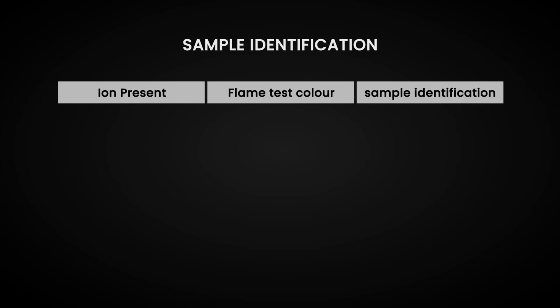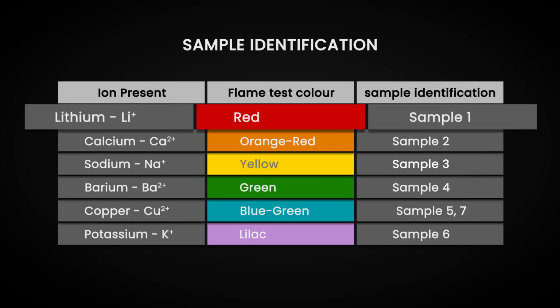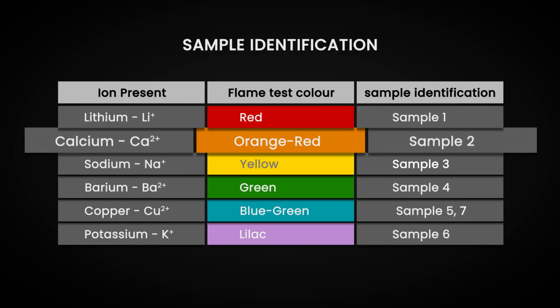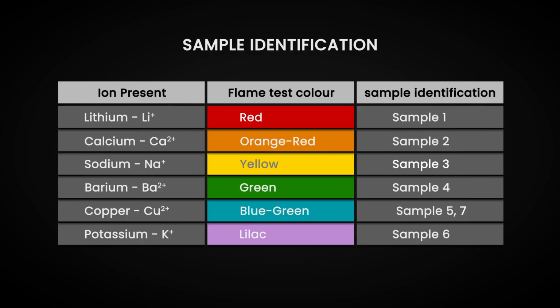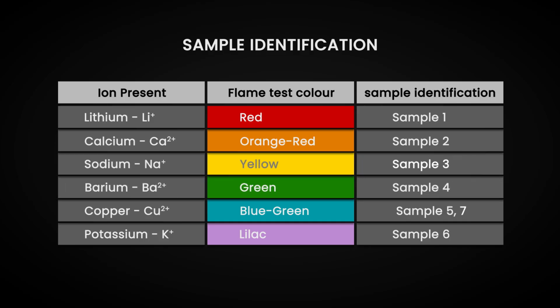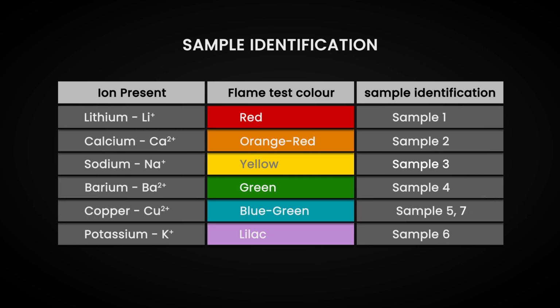Let's identify our samples. From the table, red color is produced from lithium ion in sample 1. Orange is from calcium ion in sample 2. Yellow is from sodium ion in sample 3. Green is due to barium ion in sample 4. Blue-green color is due to copper(II) ion in samples 5 and 7. Potassium ion in the sample can produce lilac color, which you should observe through a cobalt glass in sample 6.